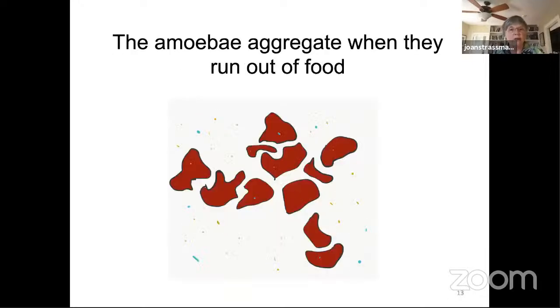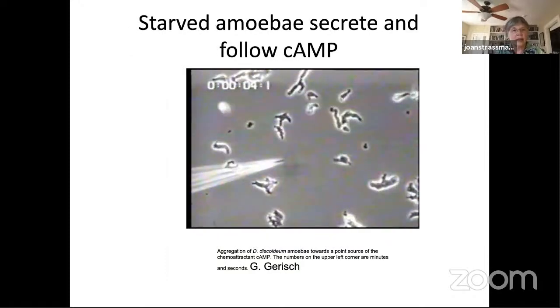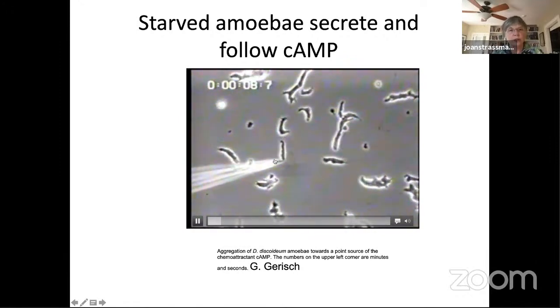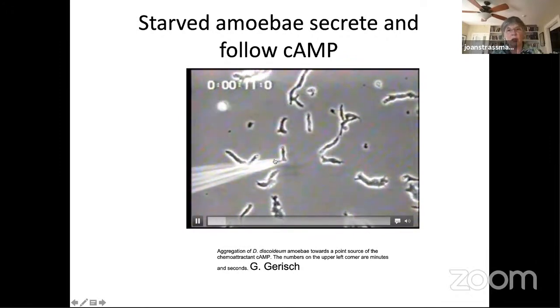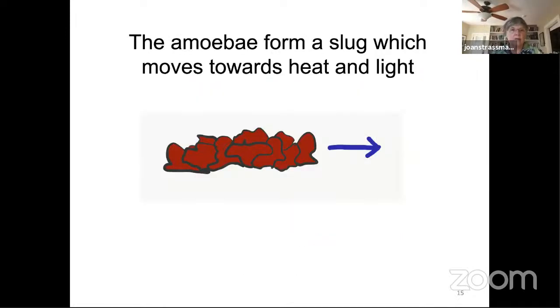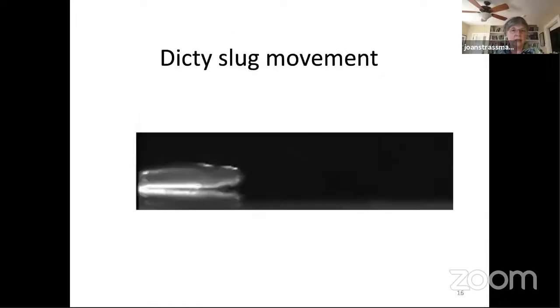But then when they run out of food, they aggregate, go towards cyclic AMP. This pipetman tip is releasing cyclic AMP. And so they're moving to it, not only just moving, but also chaining along. And then they form a slug that's actually visible, and that moves towards heat and light, like this.